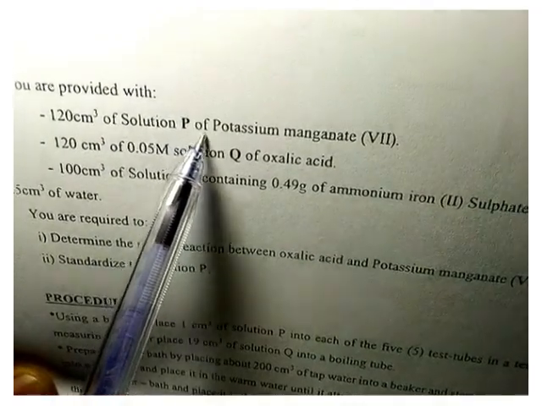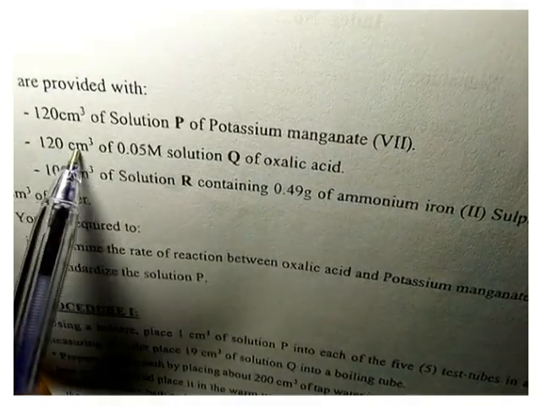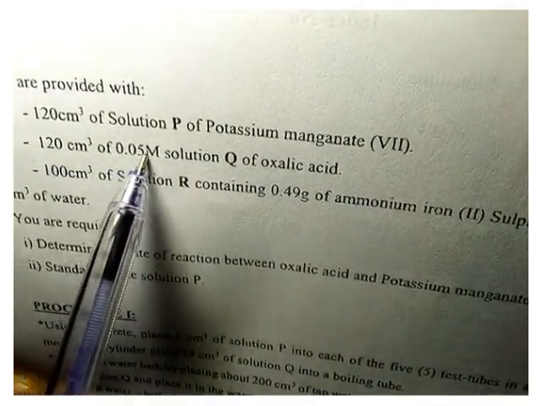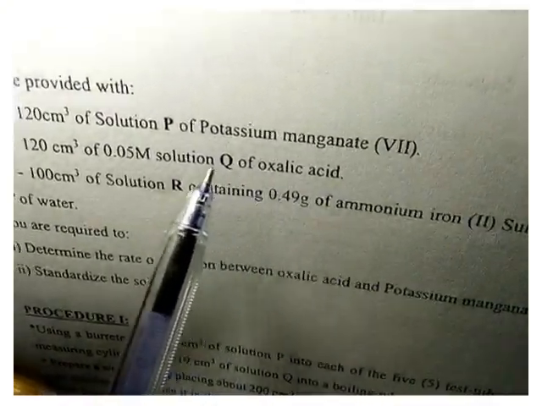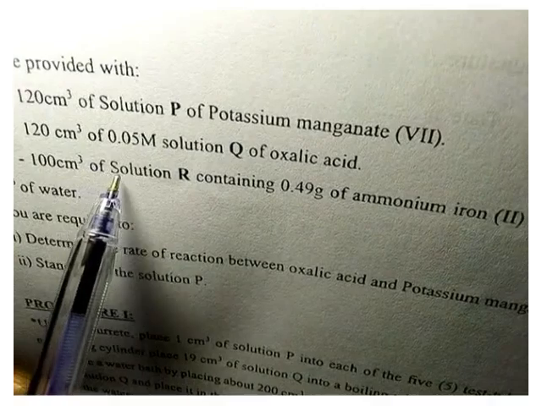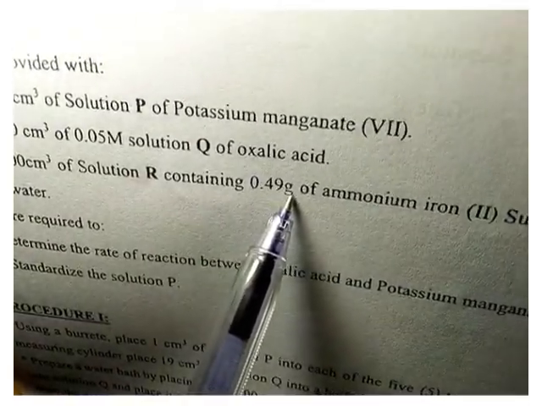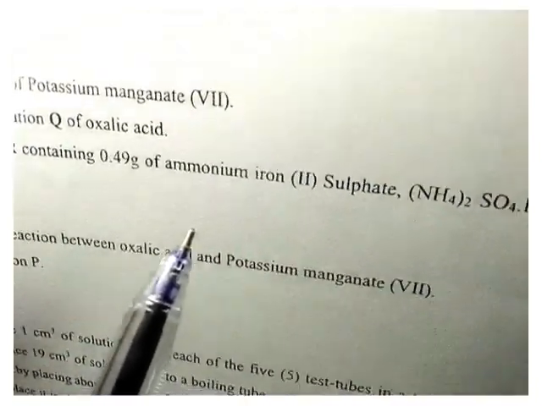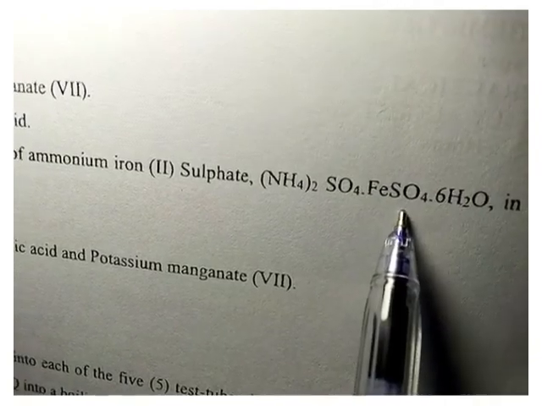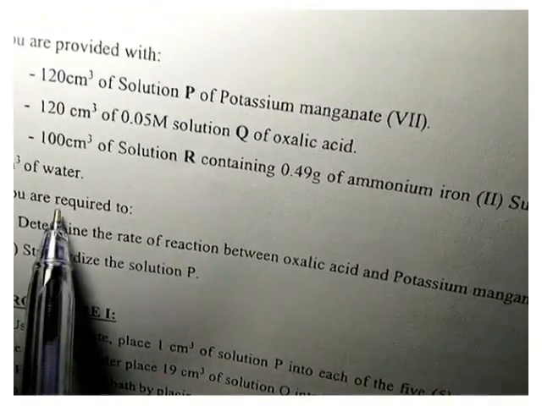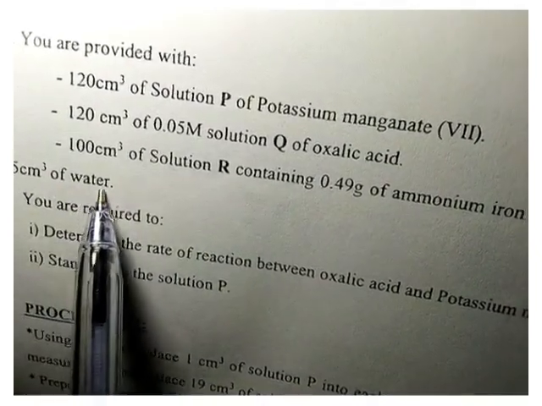You are provided with 120 centimeters cube of solution P of potassium manganate 7, 120 centimeters cube of 0.5 molar solution Q of oxalic acid, and 100 centimeters cube of solution R containing 0.49 grams of ammonium iron 2 sulfate, and this is the chemical formula, in 25 centimeters cube of water.